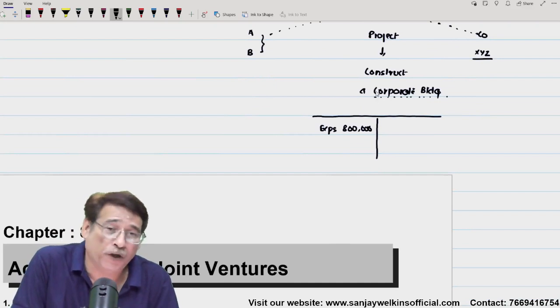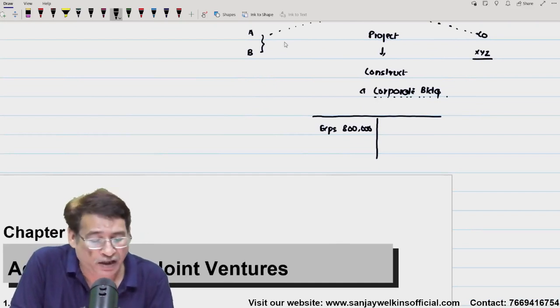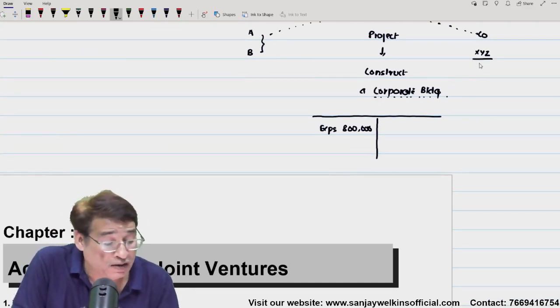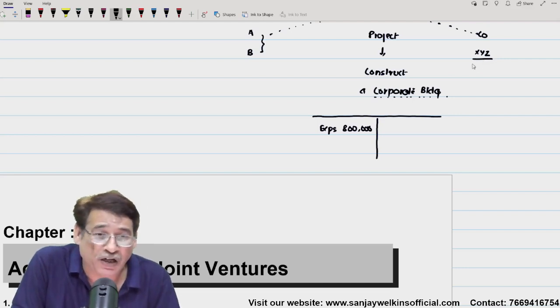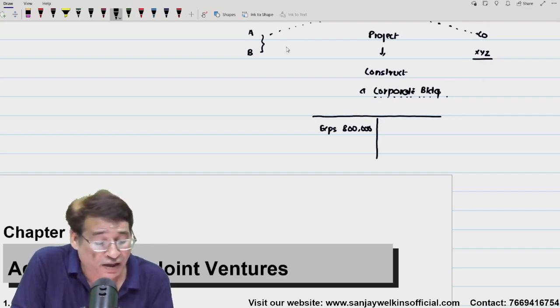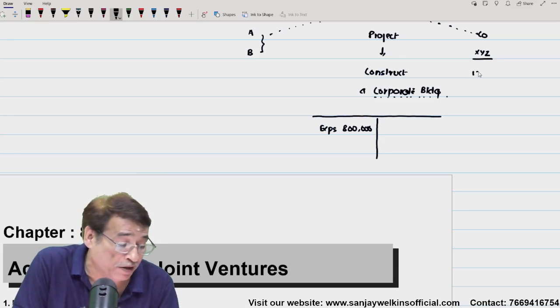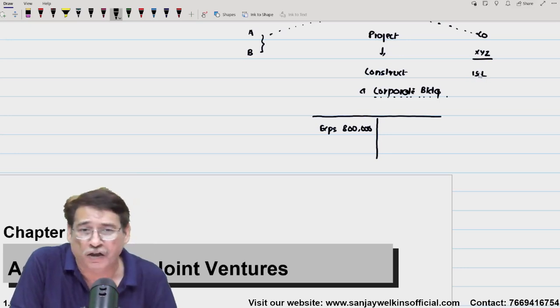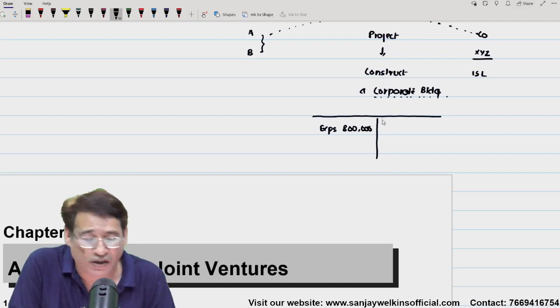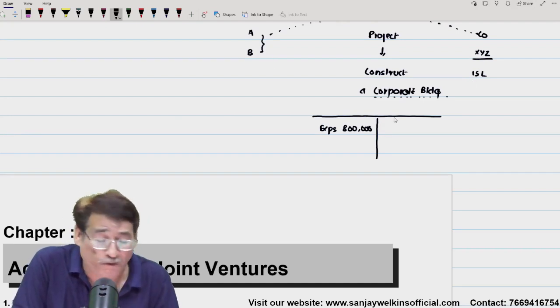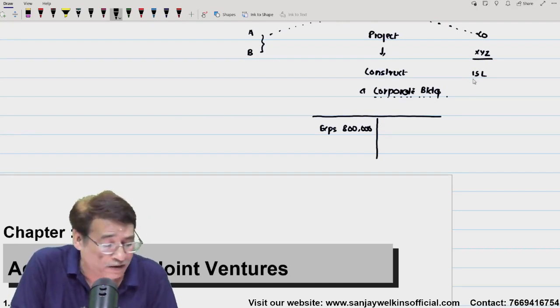And once the corporate building is constructed or completed, then A and B are going to ask company XYZ Limited to release the contract amount. And let us say the contract was that A and B will construct the building for XYZ Limited, and once the building gets completed, XYZ Limited will give them, let us say, 15 lakh rupees. Is it clear to you? So now the building is completed. So A and B will receive 15 lakh. This is known as contract price. So A and B will receive 15 lakh rupees.